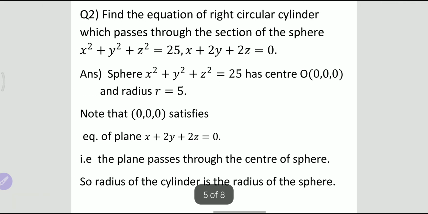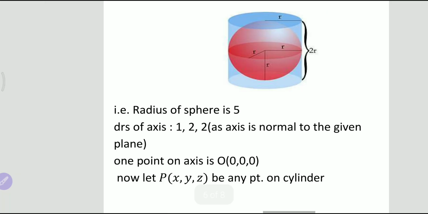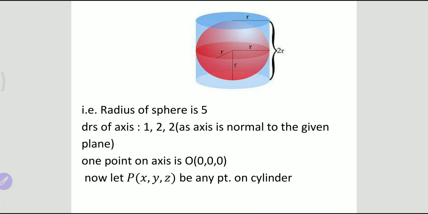the DRs of the normal are 1, 2, 2, because the equation of the plane is x plus 2y plus 2z equal to 0. So we can say that 1, 2, 2 are the DRs of the axis, which is nothing but a normal to the plane. And also we know that one point on the axis is (0, 0, 0), which is the center of the sphere, and it is on that line. So we have everything now.